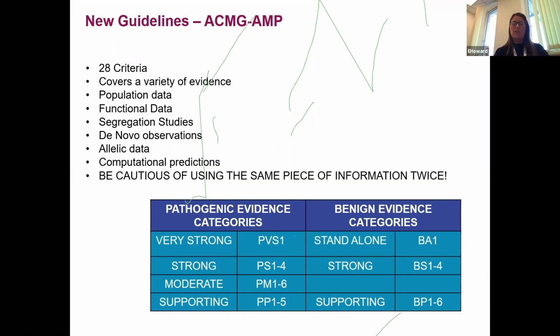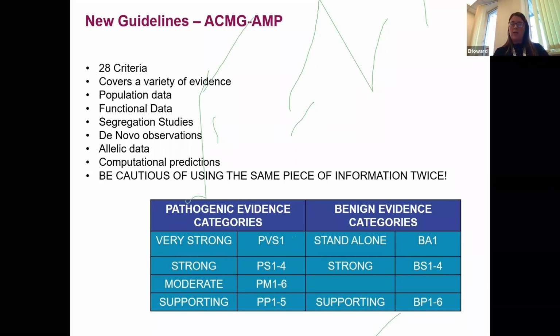And when you look at the categories, how they break down, they define them into pathogenic evidence categories and benign evidence categories. Focusing on the pathogenic categories, there are 4 of which, broken down into very strong, strong, moderate, and supporting. You can see that for very strong, this is PVS1, so just one category it breaks down to. And then the strong category, it breaks down into 4 strong categories. Moderate is 6, and supporting breaks down into 5.